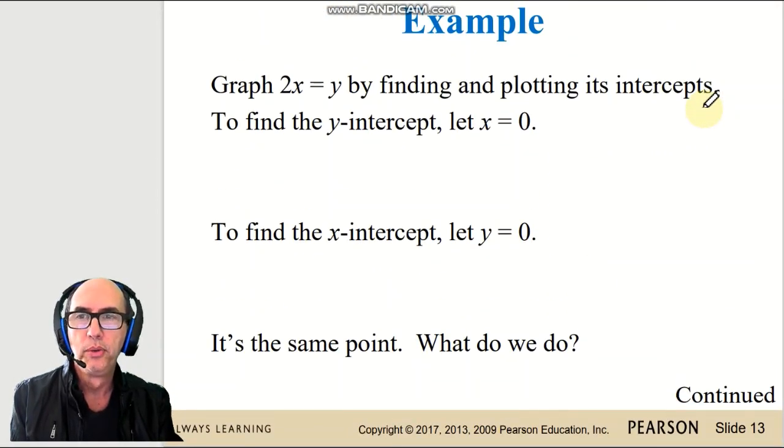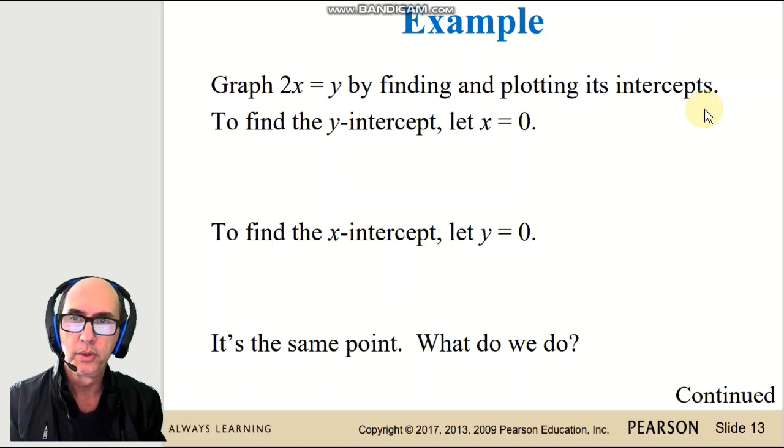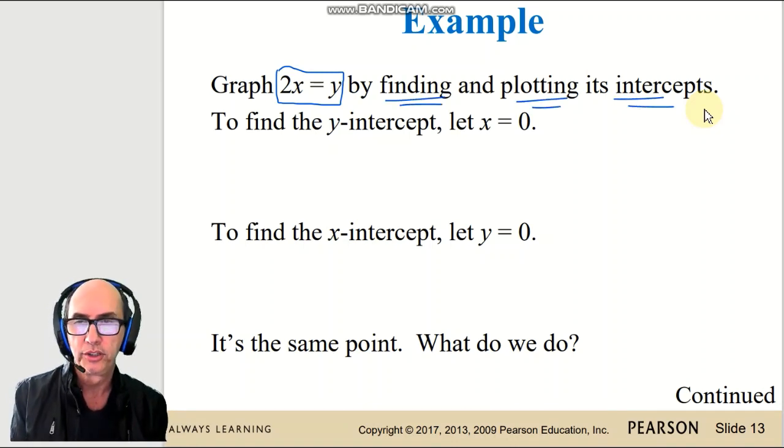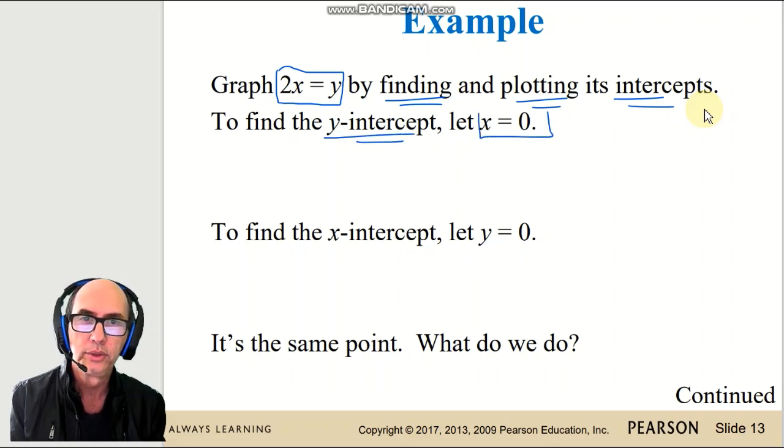Another example. Look at this equation now: 2x equals y. Graph by finding and plotting its intercepts. Be careful because I'm pretty sure this is a tricky question. Because look what happens. If we want to find the y-intercept, we make x equals 0. So 2 times 0 equals y. Y equals 0.